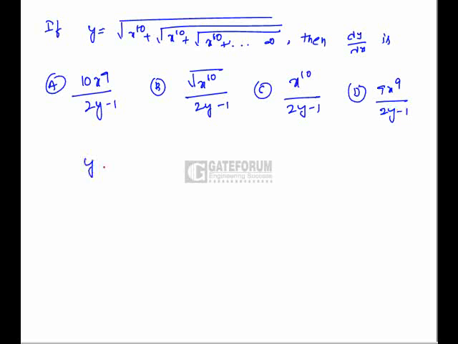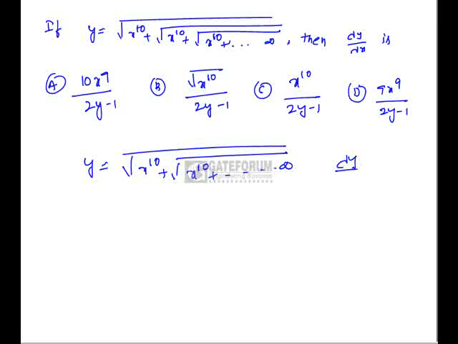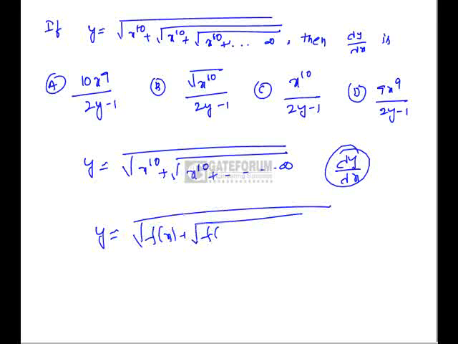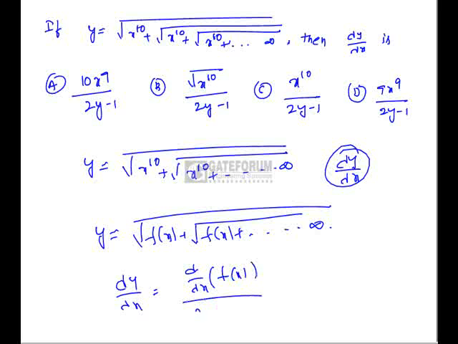In this problem, it is given that y is equal to root over x power 10 plus root over x power 10, and so on up to infinite terms. Now we have to find the derivative of this, that is dy by dx. Now there are two ways of solving this problem. One is directly by formula. If y is a function which is root over f of x plus root over f of x plus so on up to infinity, then dy by dx is nothing but the derivative of f of x divided by 2y minus 1, which is d by dx of f of x, which is x power 10, over 2y minus 1. If I differentiate x power 10, it is 10 into x power 9 by 2y minus 1, which is option A.